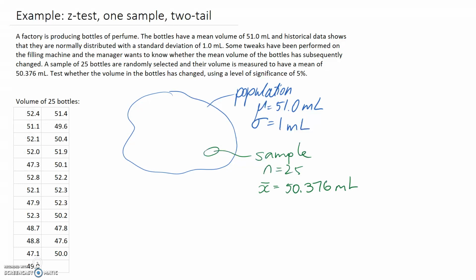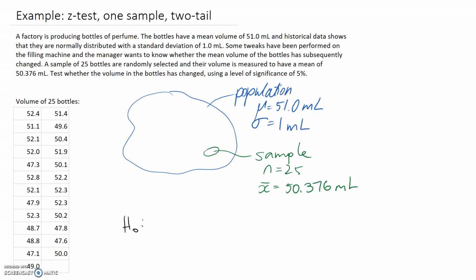And of course, if you wanted to, you could always work out that mean value using the data points you've been given. But the question has shortcut that for us and already worked out the average. All right, so the first thing we need to figure out is our null hypothesis and our alternative hypothesis.